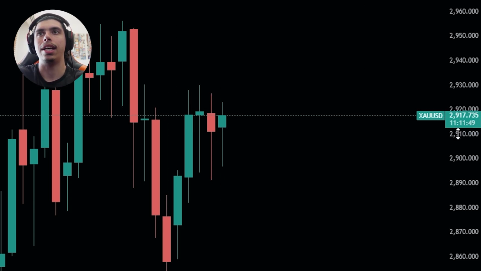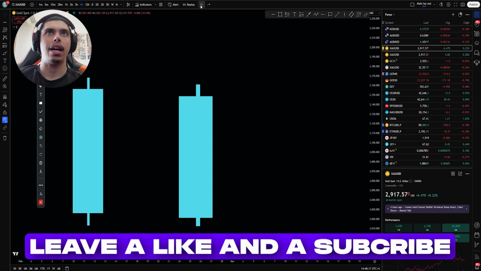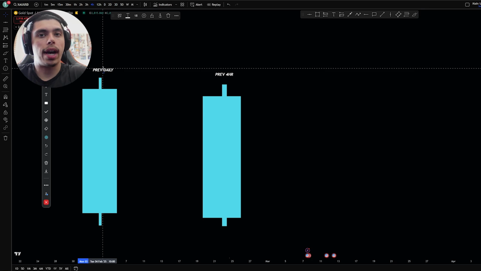This candle closes in 11 hours. In 11 hours, this will be our previous daily because we'll have the new candle open, right? So that is our previous daily, and that is our previous 4-hour. Let me get back all my drawings. So those 2 candles are going to give you the most information here. So previous daily and the previous 4-hour.